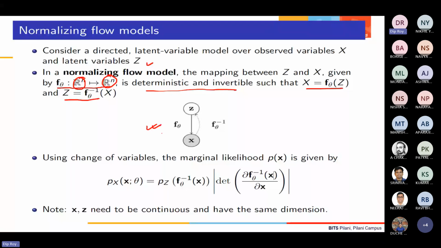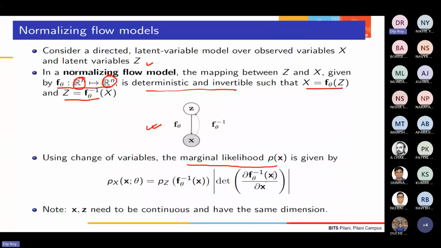Using the change of variable formula, we can easily calculate the marginal likelihood of P of X, which is given by this particular change of variable formula: P of X at X is equal to P of Z at f inverse of X, times the determinant of the Jacobian of the inverse mapping.